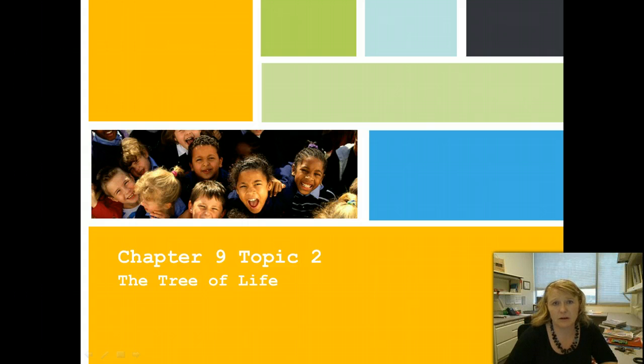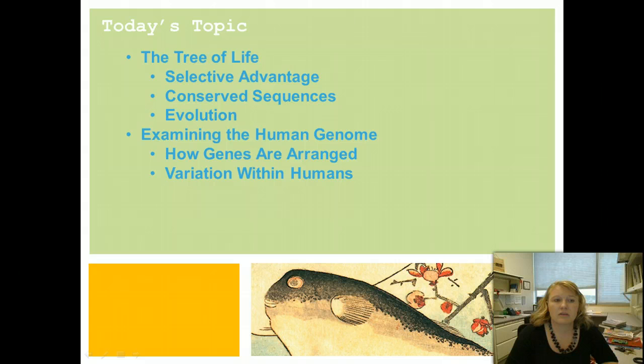So in topic 1, we talked about genetic variation. In topic 2, we're going to talk about how this genetic variation across all species has led to the tree of life. So in this topic, we're going to talk about the tree of life, selective advantage, conserved sequences, evolution, and we're going to then focus a little bit more on the human genome and what we do know, and more importantly, all the things we don't know.